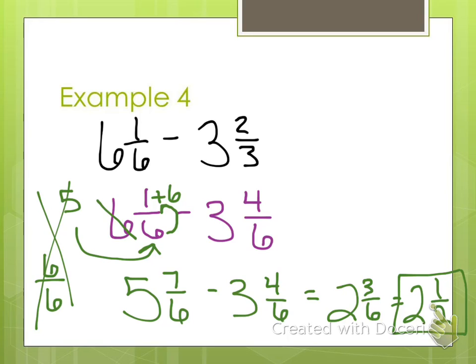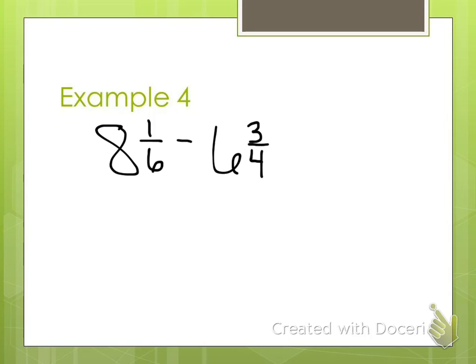Questions? Okay, now let's practice one, guys. Let's do, guys, hush please. 8 1/6 minus 6 3/4. Go ahead and solve that.